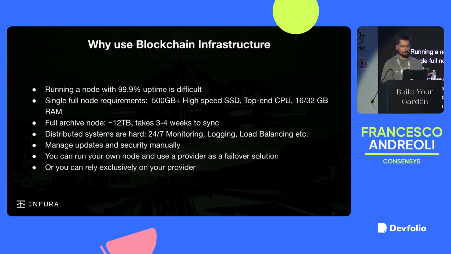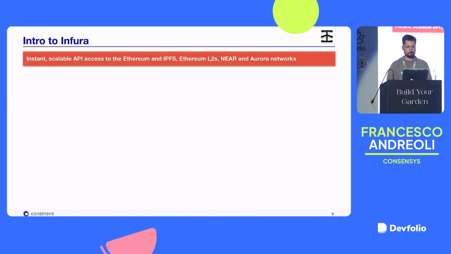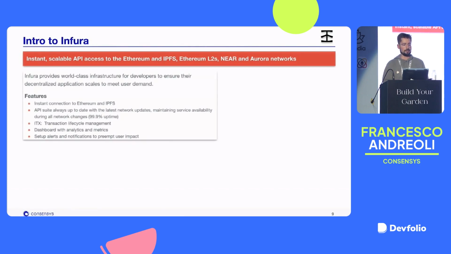So you can run your own node and use a provider, and you can rely exclusively on your provider. The most powerful thing I see in the future is that with this decentralized Infura, we can have full distributed node ownership, and at the same time rely on the uptime of different nodes. So, scalable access to Ethereum and IPFS, layer 2s, Near, Aurora, those are just the main ones.